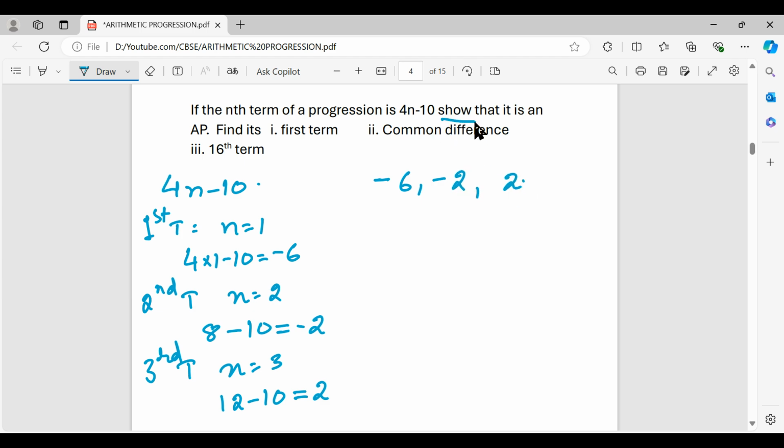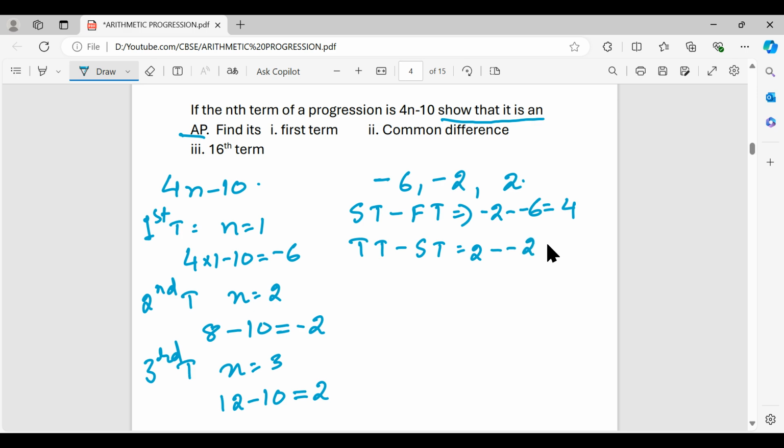The first part of the question is to show that it is an AP. To prove this, we should find the difference. Second term minus first term is minus 2 minus minus 6, and minus 2 plus 6 will give you 4. Now we will check one more, the third term minus second term. That is 2 minus minus 2, and that gives you 2 plus 2, that is 4. So you can see that the common difference between these terms is 4. That's why this is an AP.